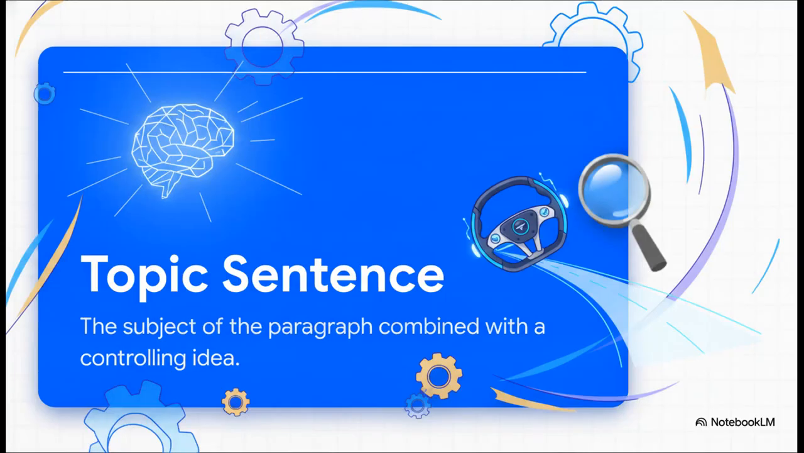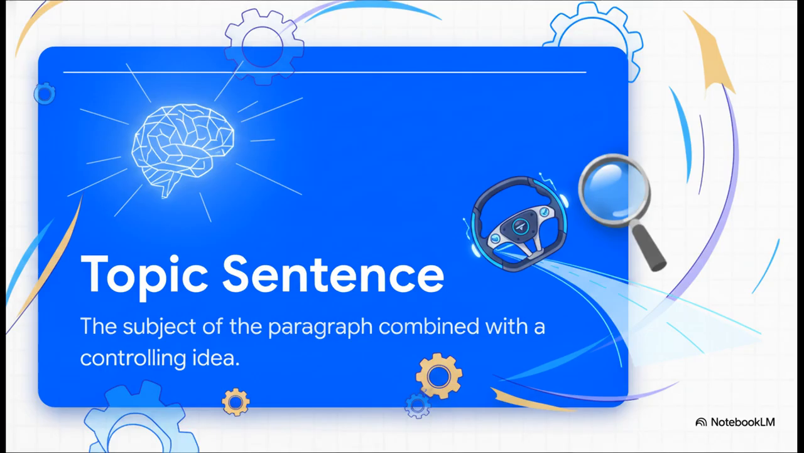So let's take a closer look at that top bun. This is arguably the single most important sentence in your entire paragraph because it sets the expectations for literally everything that follows. A strong topic sentence has 2 crucial parts: the topic itself, which just names the subject, and the controlling idea. Now, the controlling idea is the specific angle or limitation you're putting on your topic. It acts like a steering wheel to keep your paragraph from wandering off the road.